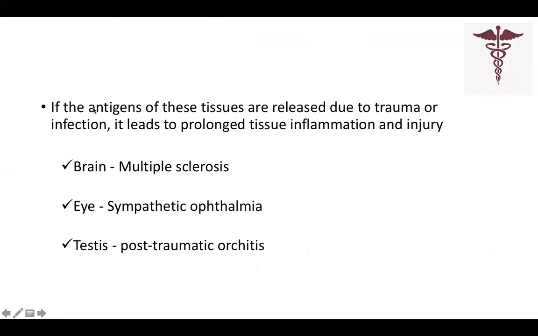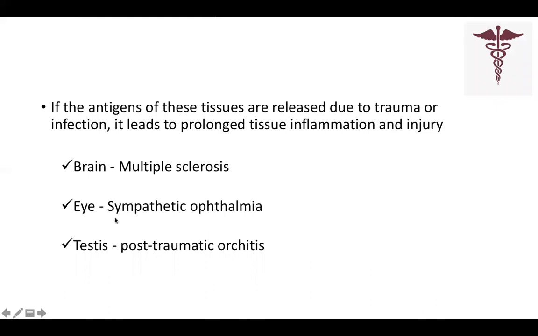But if these antigens are released somehow, due to trauma, infection, or some other factor, it can lead to prolonged tissue inflammation and injury. I'll give you an example. Post-traumatic orchitis: if the testis gets injured and the testicular antigens suddenly come into contact with the circulation, it can lead to orchitis.